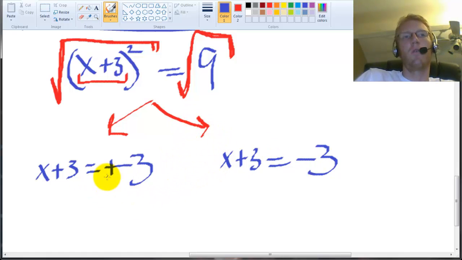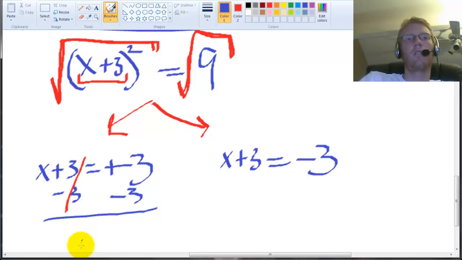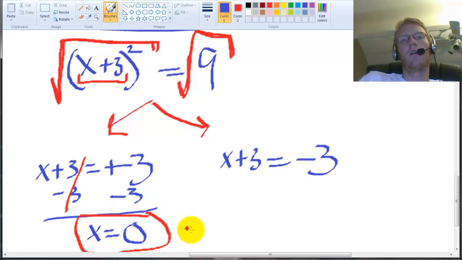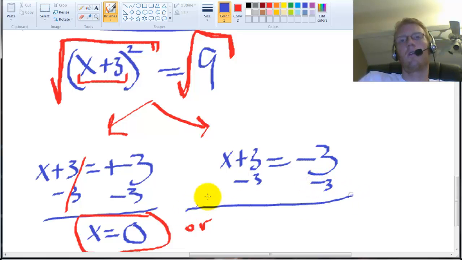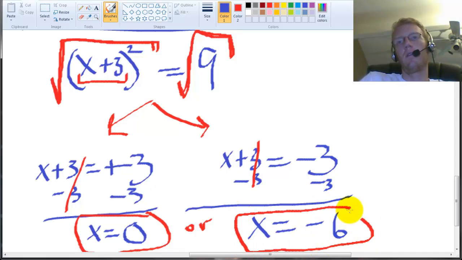Okay, now we've got two equations that we can solve for x. So these are just simple, straightforward equations. Minus 3, cancel. x equals plus 3 minus 3 cancels and equals 0. So there's one. Or the other possibility, minus 3, those cancel. Negative 3 minus 3 is negative 6.